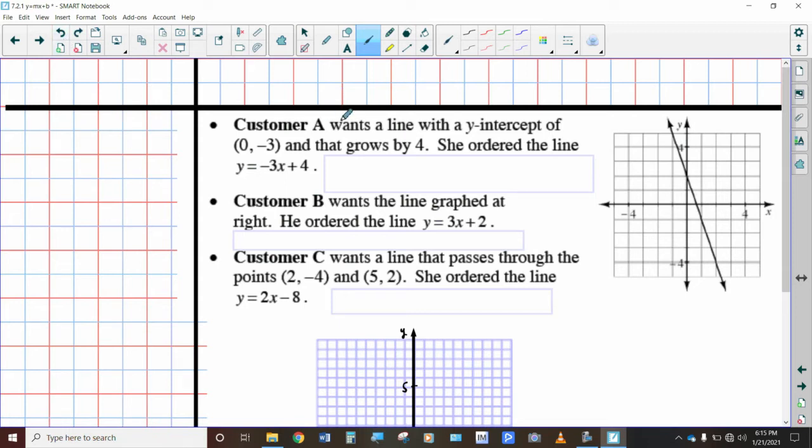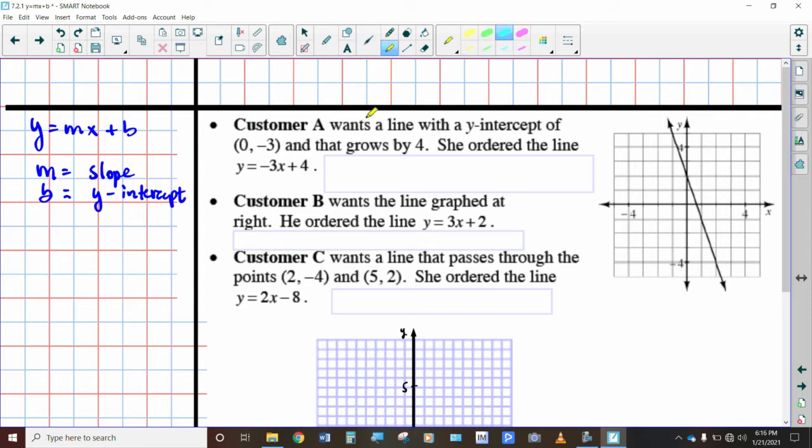All right, so customer A wants a line with a y-intercept of (0, -3), and it grows by 4, okay? So pay no attention to this right here. This is for problem B, not for this problem. So what do we notice? The customer ordered y equals -3x plus 4. Now, if you recall, y equals mx plus b is the slope-intercept form where m represents the slope of the line, that's what it grows by, and b represents the y-intercept, or the starting point.